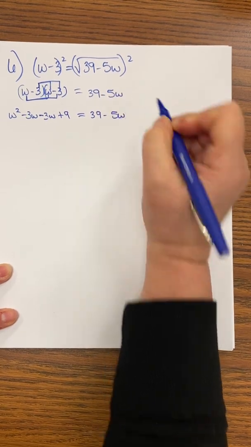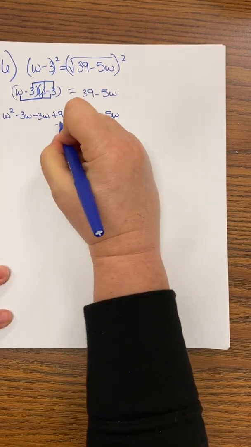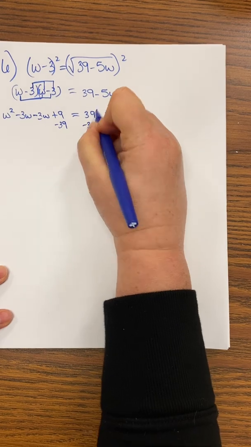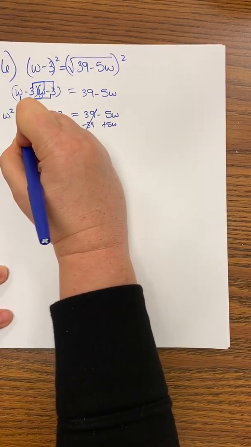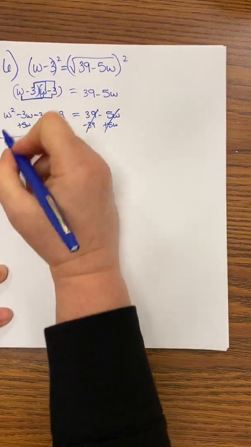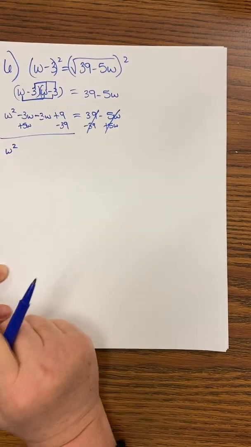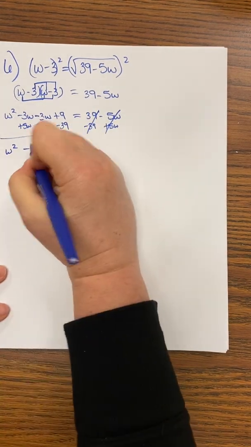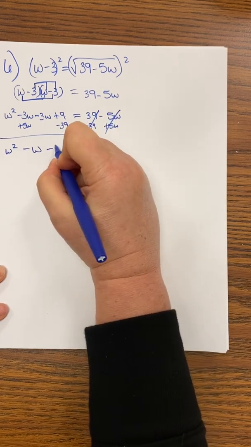So now you've got all that. So now you want to get everything together. So we're going to get our 39 over here with our 9 because we want our constants together. And then you want your 5w over here with one of your w's because you're just going to combine all 3 of those. So you've got a w squared, and we've got a negative 3, which is going to be negative 6, and then plus 5 is just going to be negative w out of all 3 of those. Then you got a 9 minus 39, it's going to be negative 30.